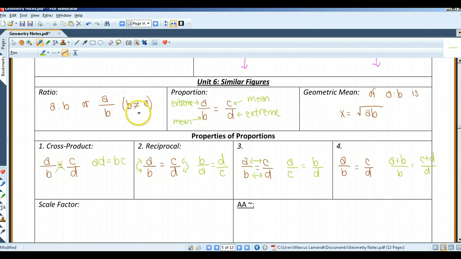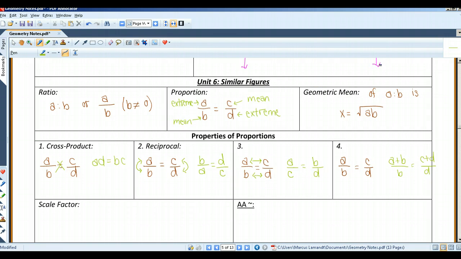An equation that states that two ratios are equal is called a proportion. So for example, this one, of course, once again, B and D cannot equal 0. The numbers B and C are the means of the proportion, as labeled here. The numbers A and D are the extremes of the proportion.